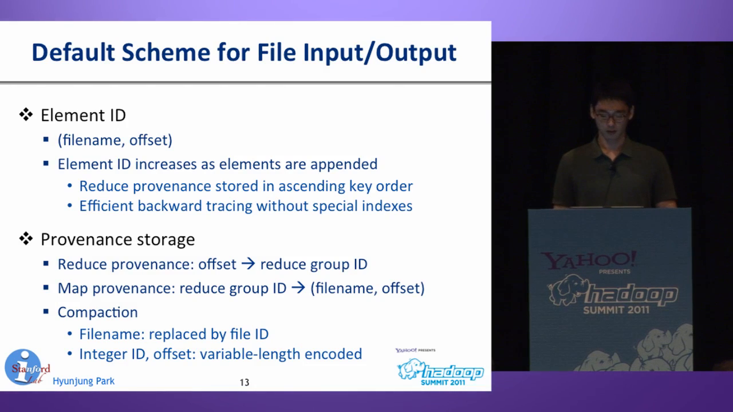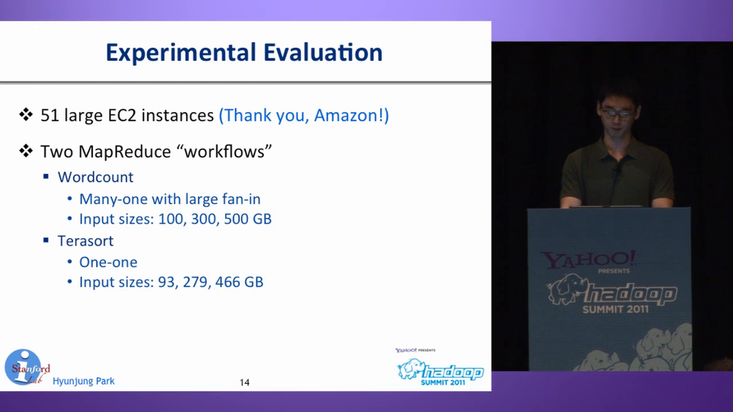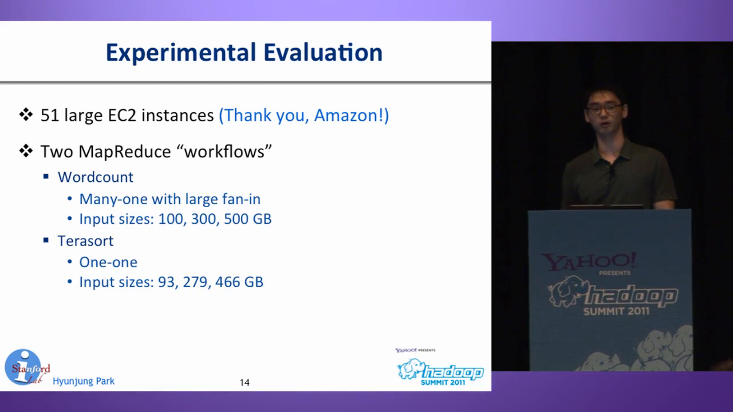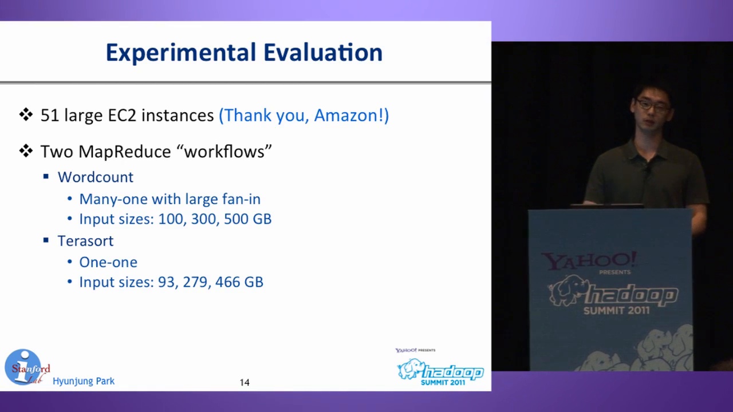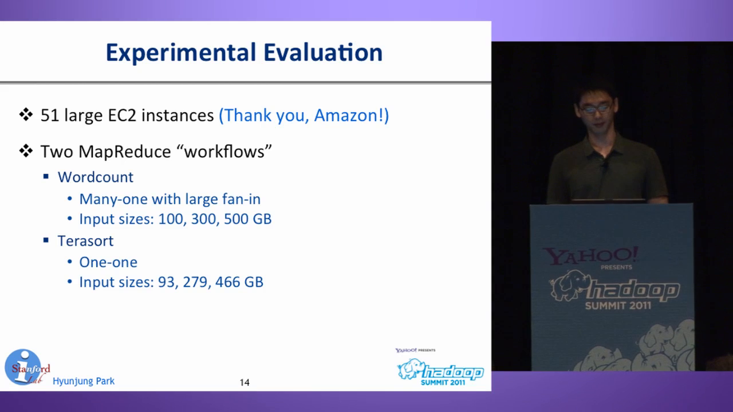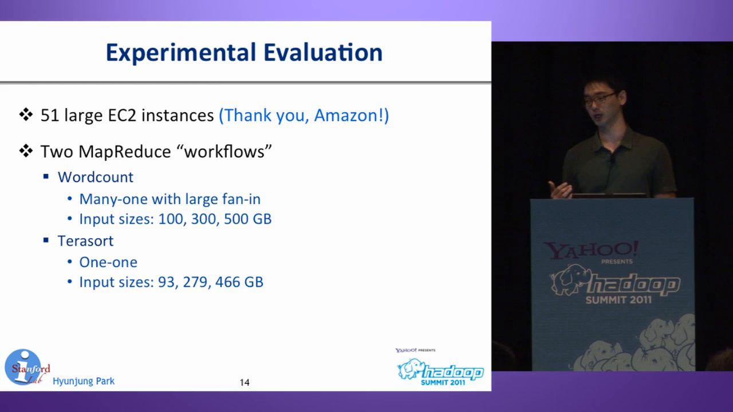So with that, let's take a look at the experimental result. We did a performance experiment on EC2, a 15-node cluster. For detailed Hadoop configuration, again, you can take a look at our research paper. Basically, we use two different MapReduce jobs, Wordcount and Terasort. These two jobs have very different characteristics. Wordcount is a many-to-one transformation, and Terasort is a one-to-one transformation. For both of them, we use three different input sizes: 100, 300, and 500 gigabytes.